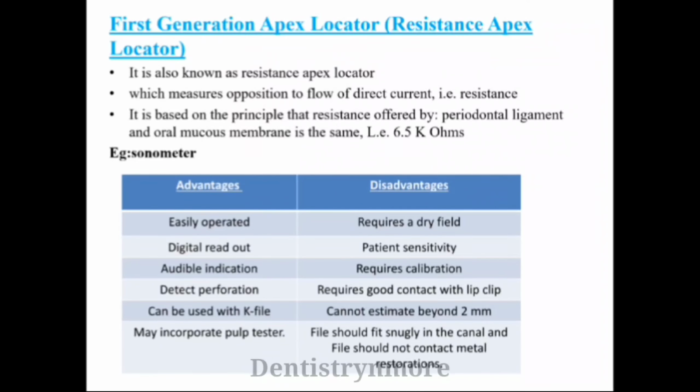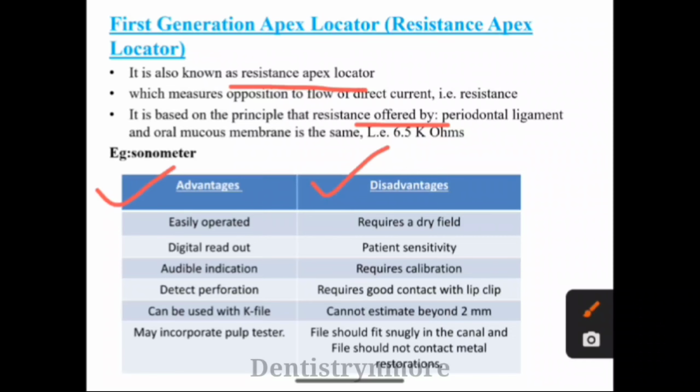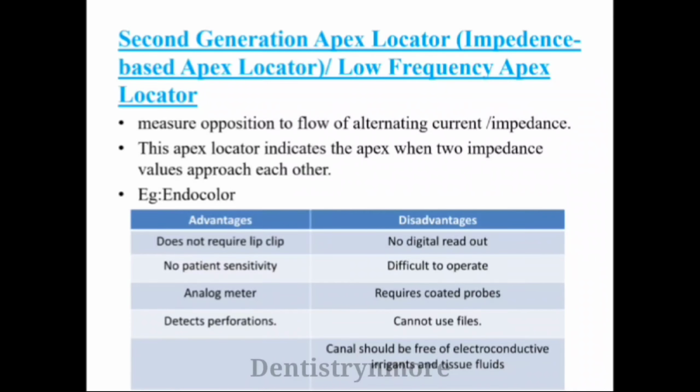Now we are moving to the first generation, also known as the resistance apex locator. It measures opposition to the flow of direct current, and it is based on the principle that the resistance offered by the periodontal ligament and the oral mucous membrane is the same, and it has advantages and disadvantages. The second generation measures the opposition to flow of alternating current, or impedance, and it indicates the apex when two impedance values approach each other. Here also there are advantages and disadvantages.